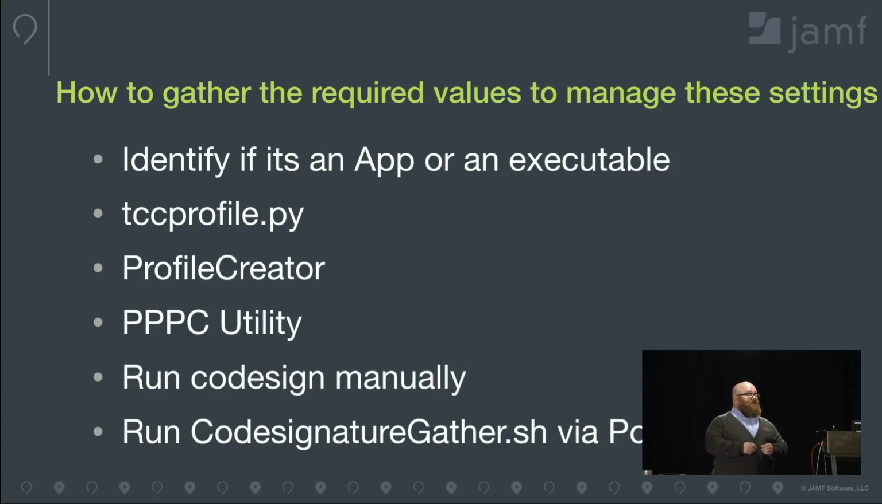Jamf's GitHub called Code Signature Gatherer, which you can run via a policy that will actually run through, and you can either specify an application by itself or not specify anything, and it will gather every single application on an installed machine and report it back to the Jamf policy log, its bundle identifier, and its code signature. So, should help out. That way you can just gather all those things. You still need to figure out what it's trying to access, but at least gives you a nice, easy list of here's all the values out there.